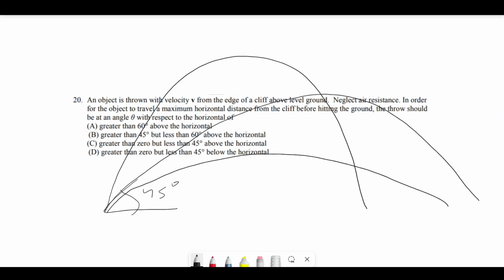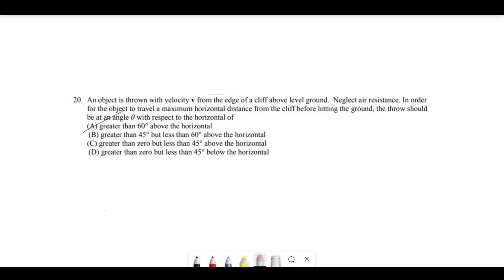So we know that we don't want something greater than 45, so we can go ahead and delete choice A as one of our options. And then we have greater than 45 but less than 60. We can get rid of B because we just said 45 gives the greatest horizontal travel distance from the original elevation. So now we're left with choice C and choice D.